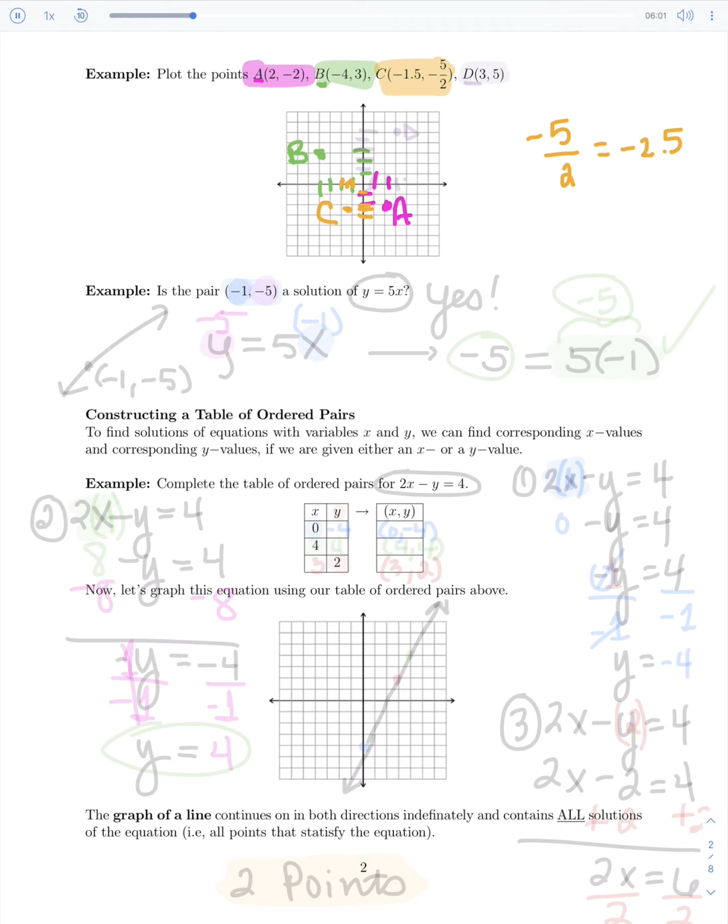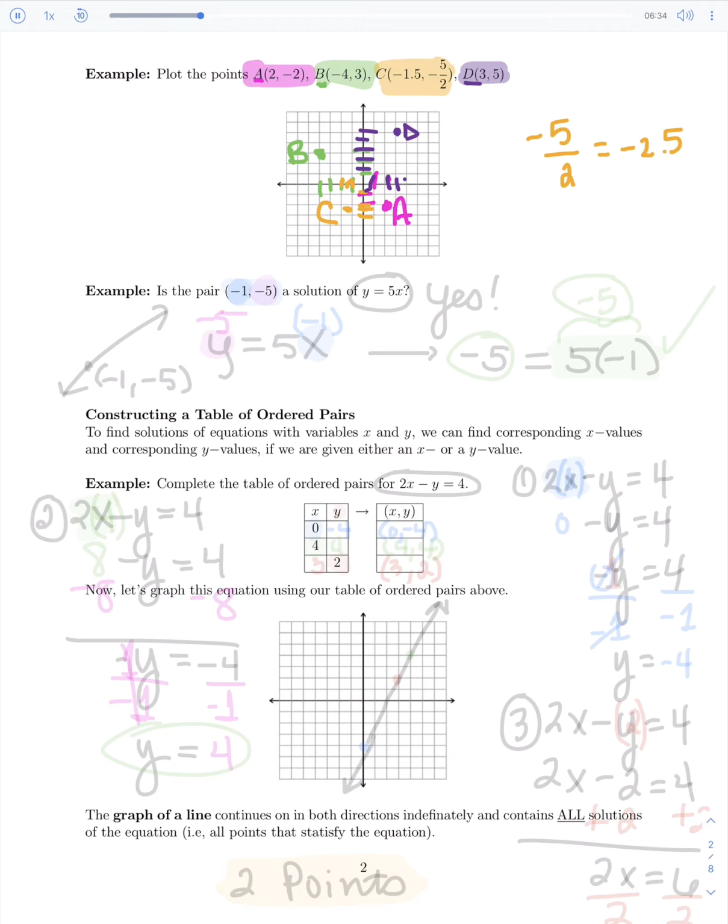Let's try another one. Let's look at point D. D is (3, 5). So that one would tell us to go to the right, because it's positive, 3. And then up 5, because it's positive as well. 1, 2, 3, 4, 5. So we go to the right 3 and then up 5. And we'll label that this last time with the letter D. And that way we have all of our points plotted.